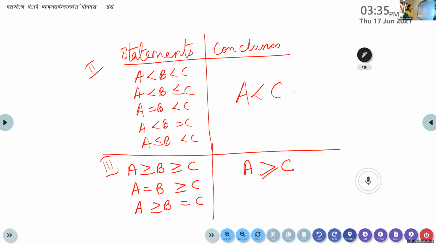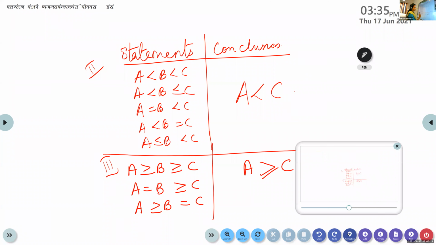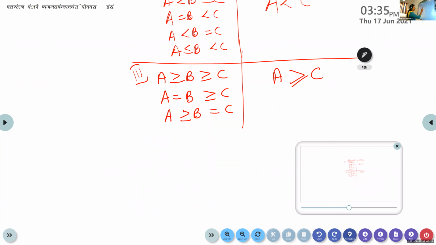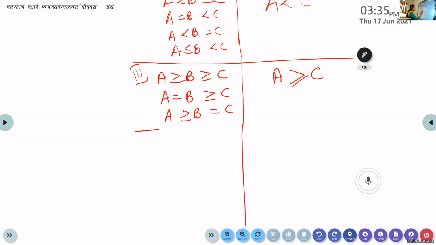Okay, this is the third set. Then, is it okay, Karthik? Are you getting this? Here there are no strict inequalities. We have only greater than or equal to. So the conclusion we can say is A is greater than or equal to C. Similarly, A equals B, but here it is greater than or equal to. So among these two, which is given more priority? Greater than. So we can say A is greater than or equal to C.